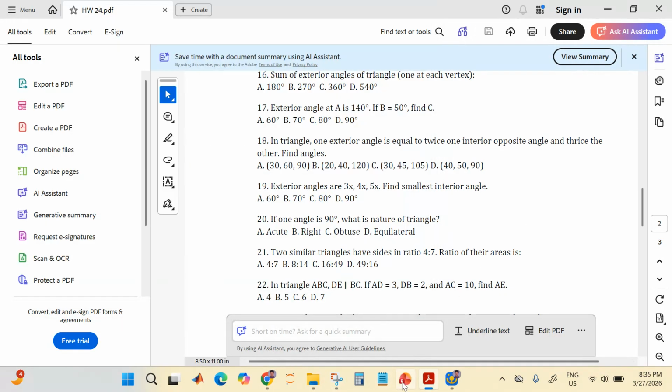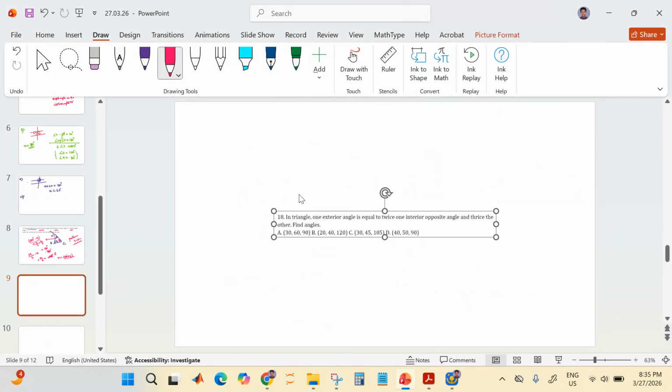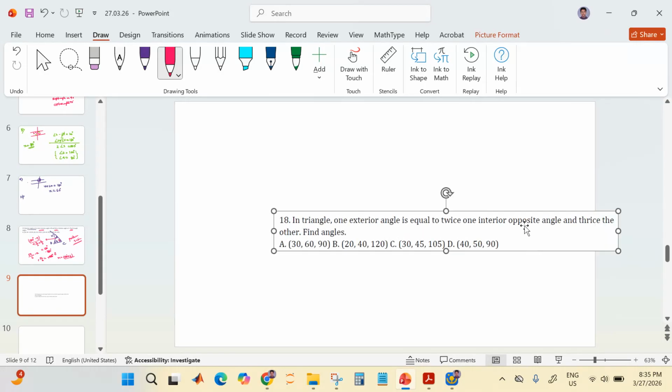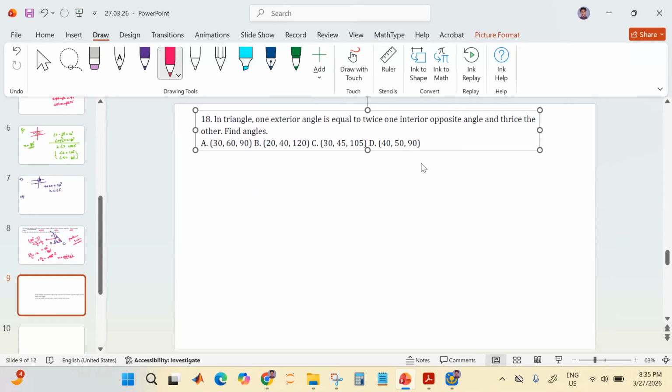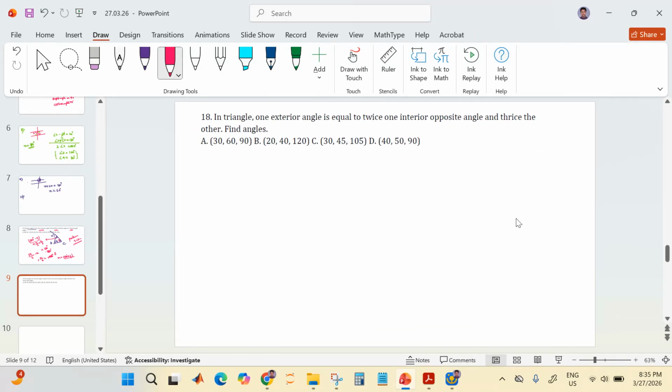Actually, this question you have to solve. If it is not mentioned clearly, then you have to solve until the question answer gets matched, or any of the answers get matched. So one exterior angle is equal to... suppose it is a triangle ABC. Again, exterior angle is written, but it is not clearly mentioned. So initially, I have considered it is a whole exterior angle.